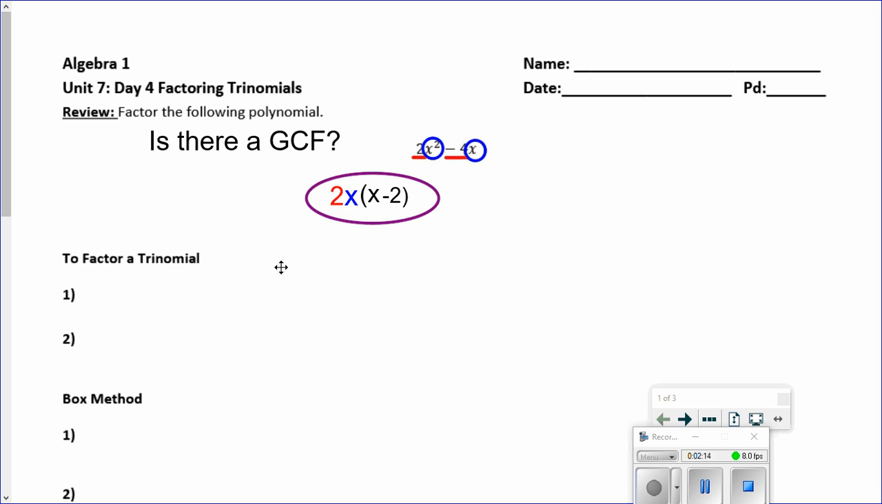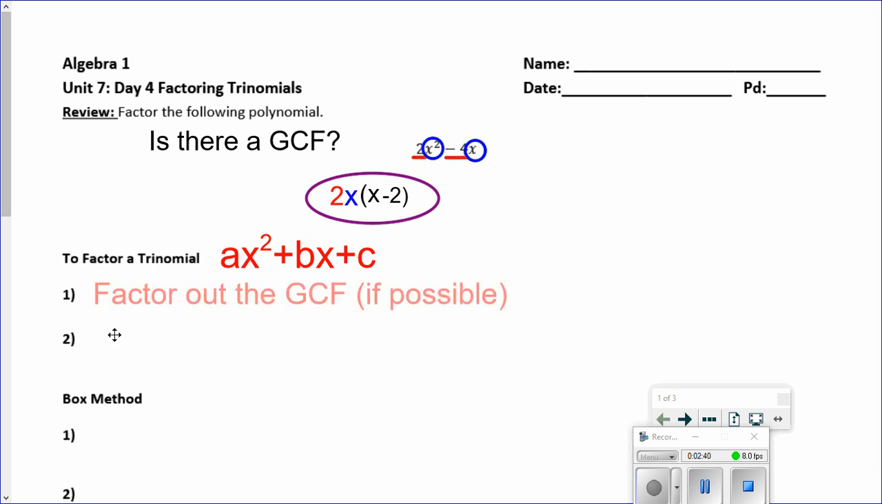Now, to factor a trinomial, just a reminder, trinomials tend to look like this, where you have some term with an x squared or variable squared, followed by a term with just a variable, followed by a constant at the end. So we usually say that this first coefficient is a, second coefficient is b, and the last one is c. It's kind of important. Step 1, factor out the GCF if it's possible. It might not be sometimes, so we don't take anything out. Step 2, we use the box method.